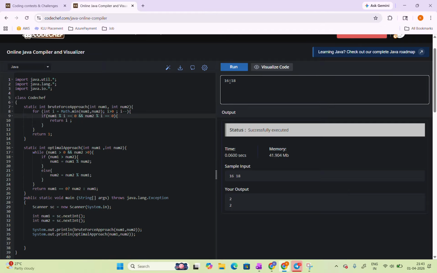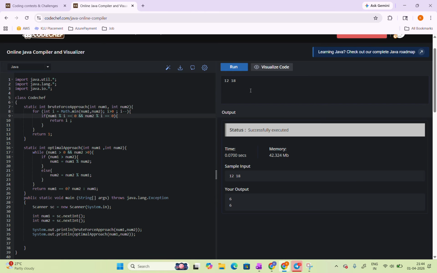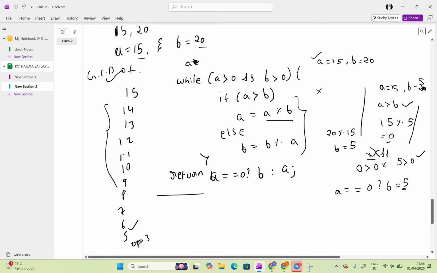2, we are getting. 12 and 18, we have to get 6. What we are getting, we will check. Yes, we got the output. I think I completed one of this.